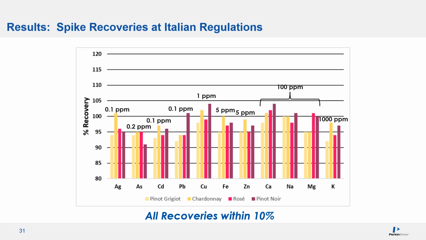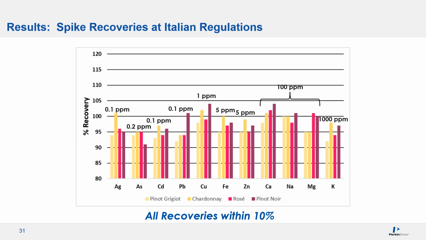And if we look at our y-axis this time, it is our percent recovery, and we see that our recoveries for all our spikes and all our wines were between 90 and 110%. So this just shows all our recoveries are within 10%. So it shows we're getting accurate results at the high concentrations. And again, these are at the Italian regulations.